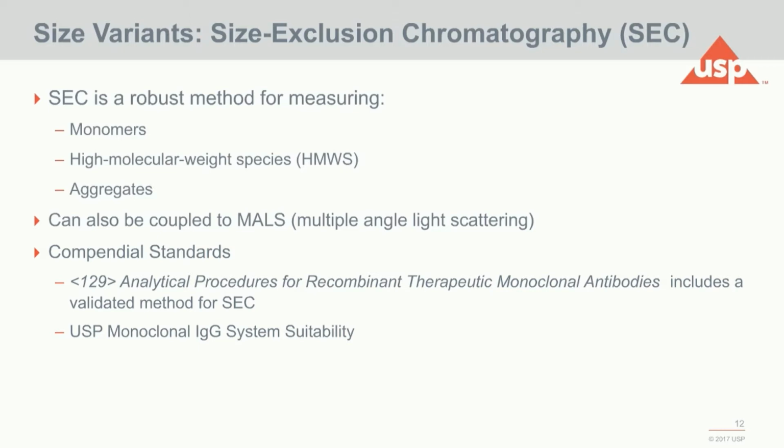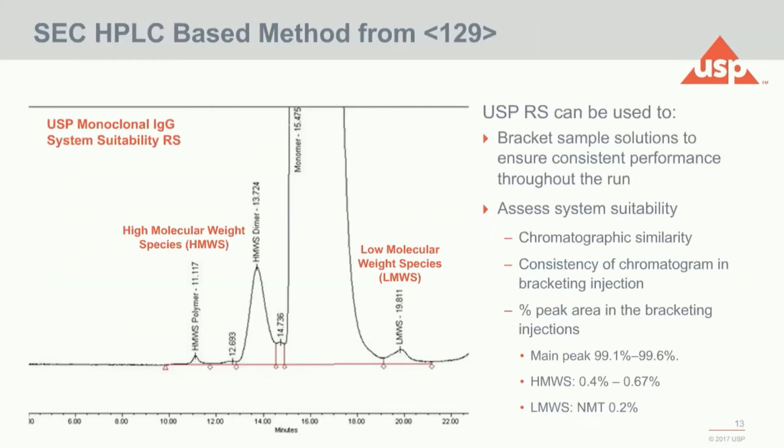So on this slide, I show some of the results that you might expect to get based on using this method. This is the HPLC chromatogram of the USP reference standard. And this standard is actually used throughout the run to bracket your sample solutions to make sure that the performance of the column remains consistent throughout the run. It's also used to define system suitability.